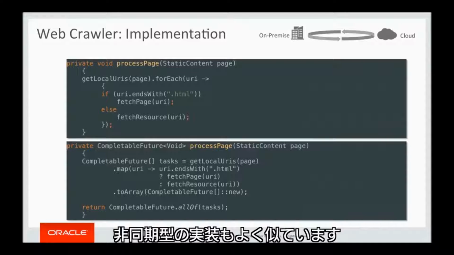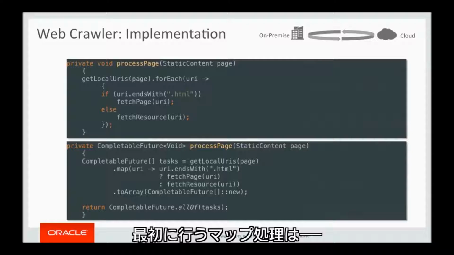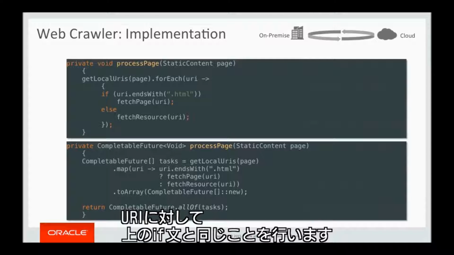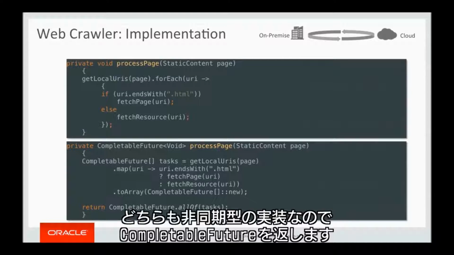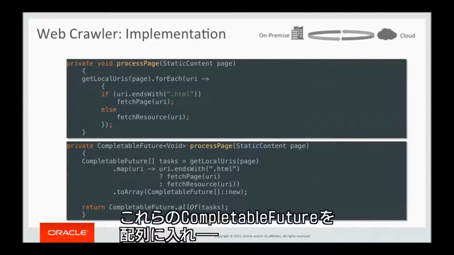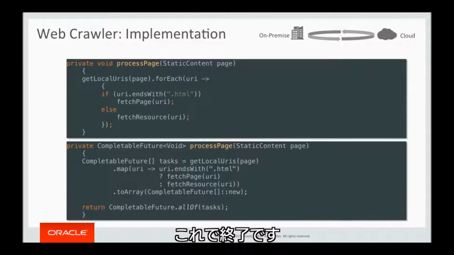And the asynchronous implementation is actually quite similar. We get the same thing, local URIs from the page. We have a stream of URIs. The first map operation does the same thing that we did in the if statement above. If the URI ends with HTML, we call fetch page, otherwise fetch resource. Remember, in the async implementation, fetch page and fetch resource both return CompletableFuture. And then we collect those CompletableFutures into an array and return CompletableFuture allOf tasks. And that basically gives us our full implementation.